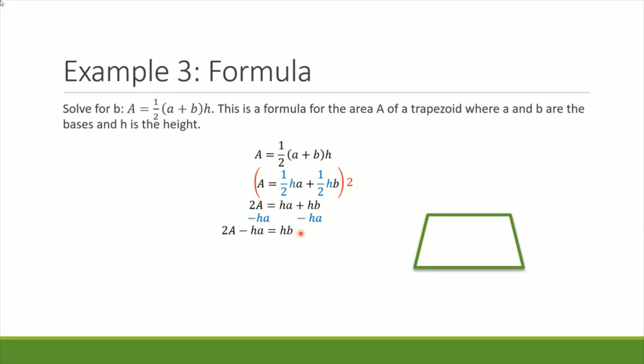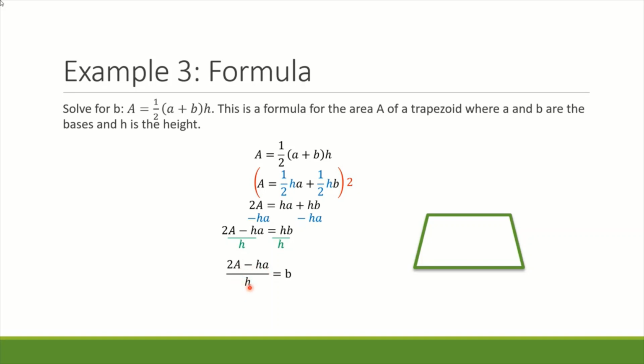And what am I solving for? I'm solving for b. So I want to get rid of this h. This is multiplication, so I divide both sides by h. And I get b equals 2 capital A minus hA, all over h.